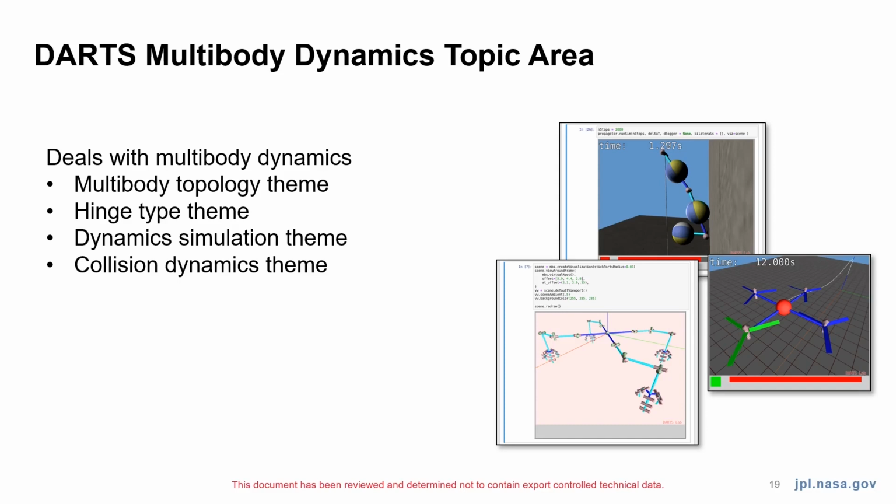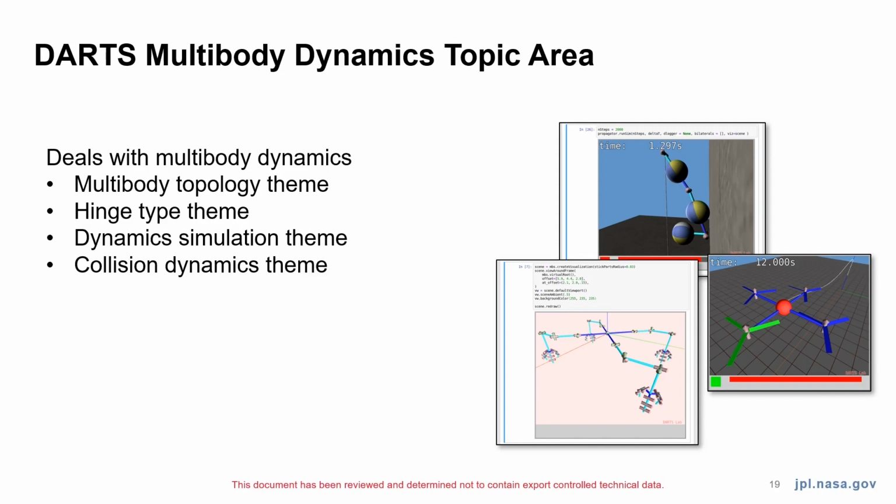To give a few examples, the multibody topology theme within this area focuses on familiarizing the user with the concept of multibody systems and their topological structure. The first notebook begins with a simple single-link pendulum. The second notebook demonstrates attaching a body to create a double pendulum, and the complexity only increases from there.